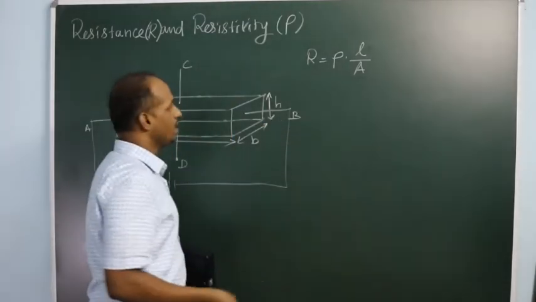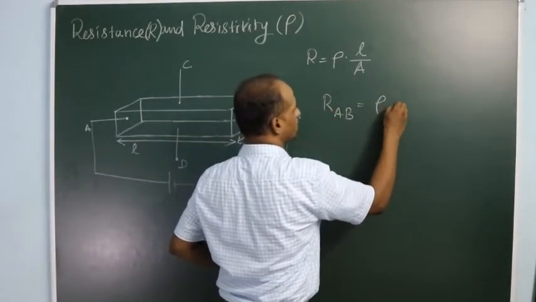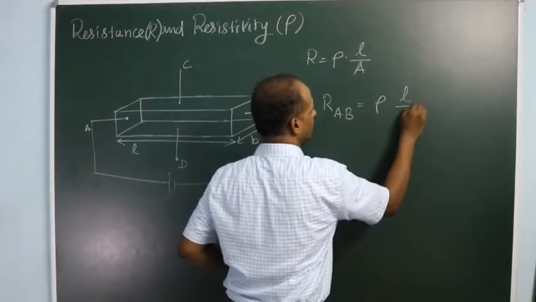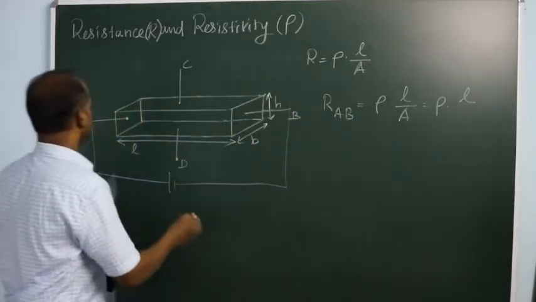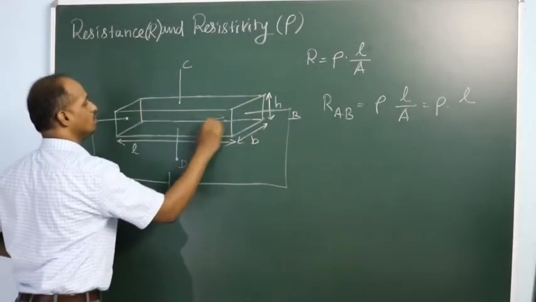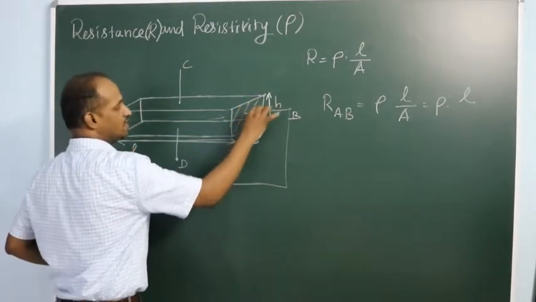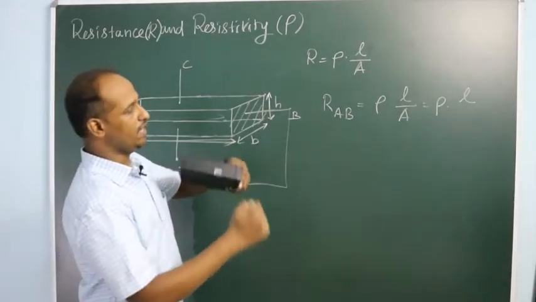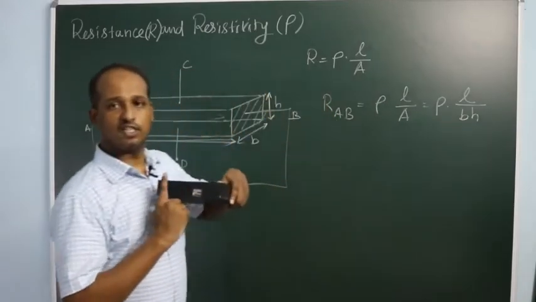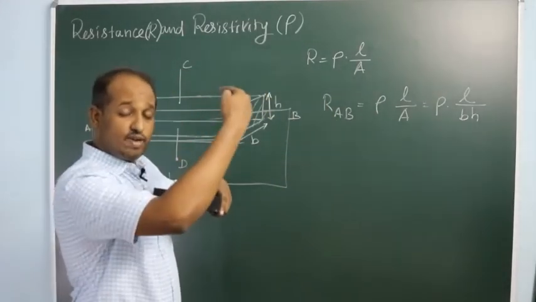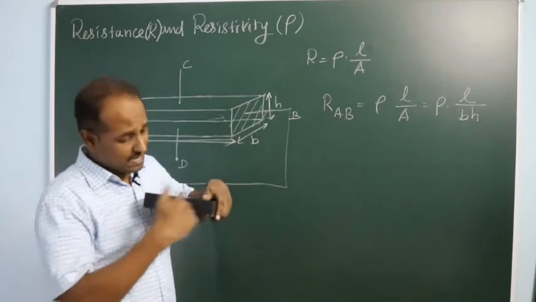Then when you write RAB is equal to rho into L by A. L is the length, A is the area of cross section. Here L is L only, because when you connect like this, the current will flow through this. The length of the conductor is L. Area of cross section is this surface, which is B into H, because this is a rectangular cross section. In the previous video we have seen a circular cross section, where the area was pi r square. Now it is a rectangular cross section.